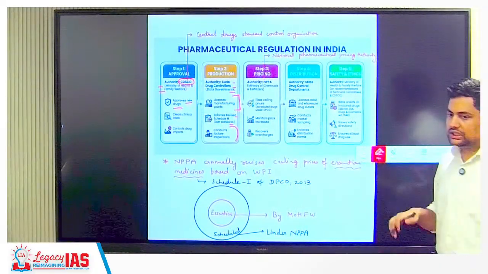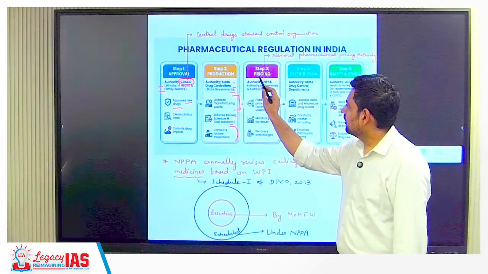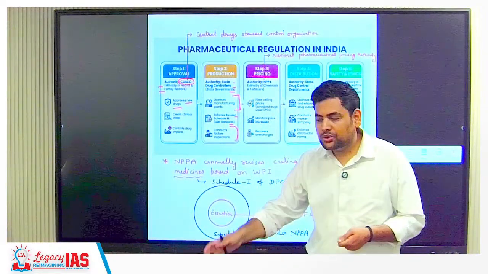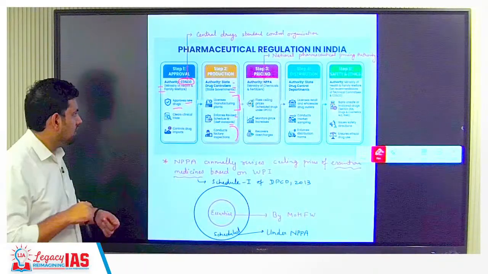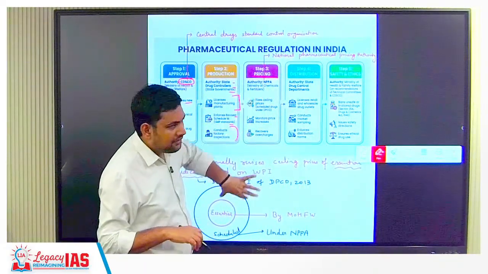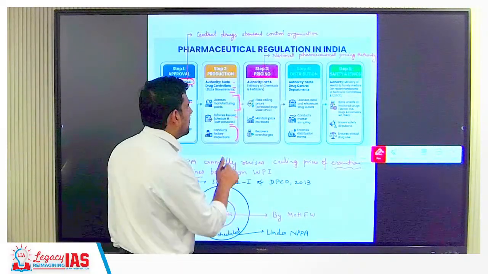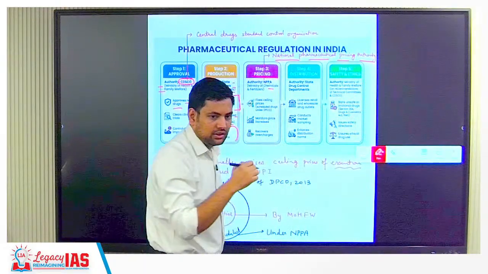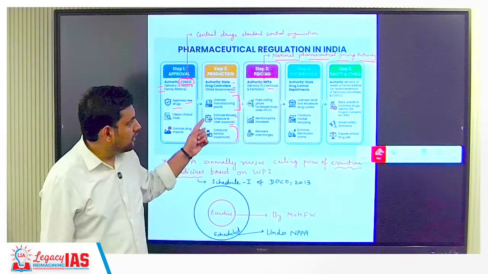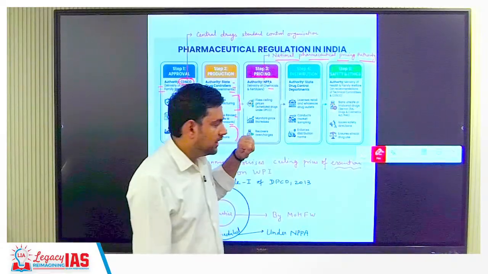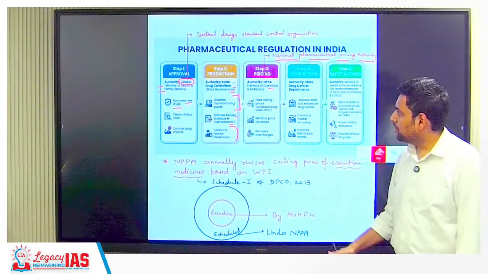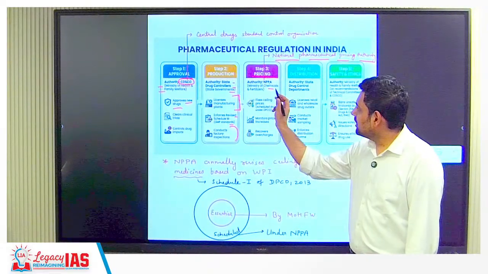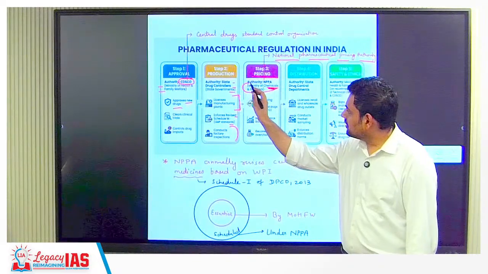Now, the third stage is actually pricing. So here it was testing that if some drug can be allowed to be sold in India, clinical trials and all that. Now, here what you have is pricing. Pricing is under another authority called National Pharmaceutical Pricing Authority. This is the same authority for which you got those two portals unified. Now this authority is important because this is not under Ministry of Health and Family Welfare. This is under Ministry of Chemicals and Fertilizers.